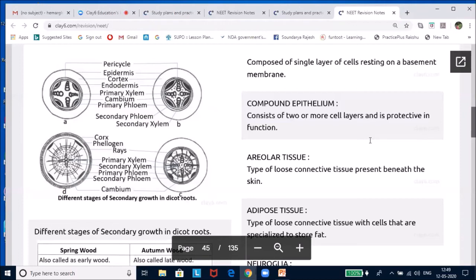Now let us look at spring wood and autumn wood. The activity of the cambium is under the control of many physiological and environmental factors. In temperate regions, the climatic conditions are not uniform throughout the year. In the spring season, cambium is very active and produces a large number of xylary elements having vessels with wider cavities. The wood formed during this season is called spring wood or early wood. In winter, the cambium is less active and forms few xylary elements that have narrow vessels, and this wood is called the autumn wood or the late wood.